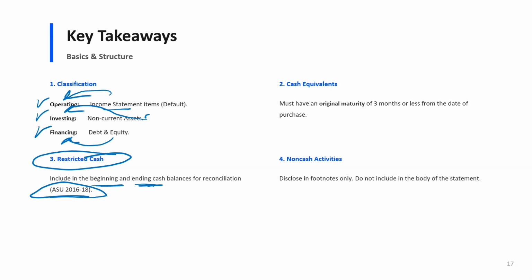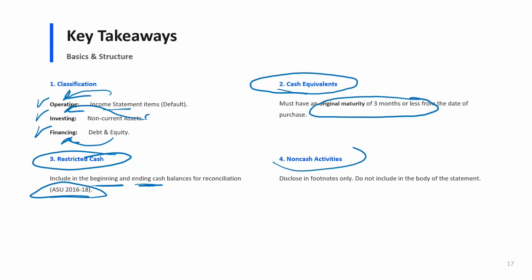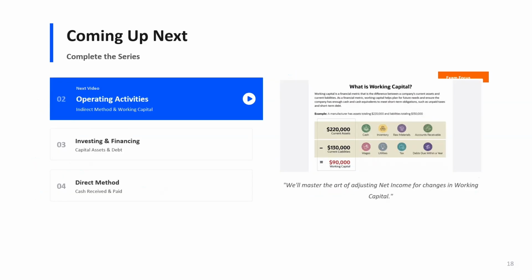For CPA exam purposes, when they say cash equivalents, we need to think of an original maturity of 3 months or less from the date of purchase. The non-cash activities, we want to disclose in the footnotes. They are not included in the cash flow statement. If it's not cash, it is not here. Now we finished the first portion. Now let's move to the next section, the operating activities. We're going to go into more detail on the indirect method and working capital. Thank you.